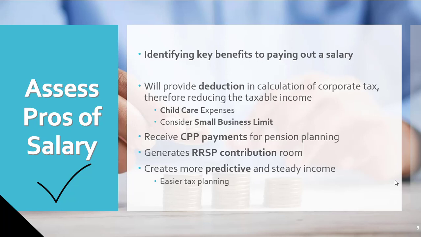Deducting salary payments from corporate taxable income can be used in tax planning to decrease income below the $500K small business limit to achieve a lower tax rate when calculating taxes payable. Another benefit is you will receive payments from the CPP program later in life when you retire, and this is an effective and stable form of pension planning.